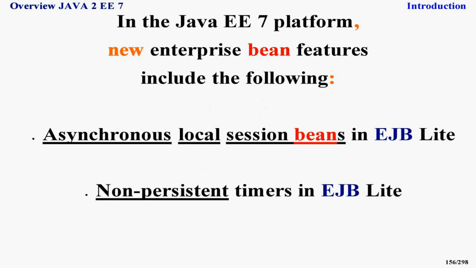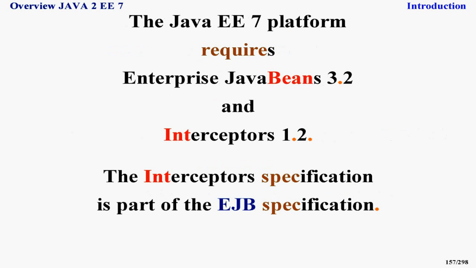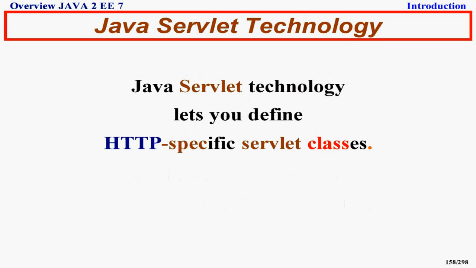In the Java EE 7 platform, new enterprise bean features include the following: asynchronous local session beans in EJB Lite, non-persistent timers in EJB Lite. The Java EE 7 platform requires Enterprise JavaBeans 3.2 and Interceptors 1.2. The interceptor specification is part of the EJB specification.